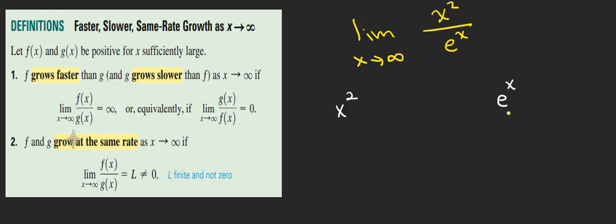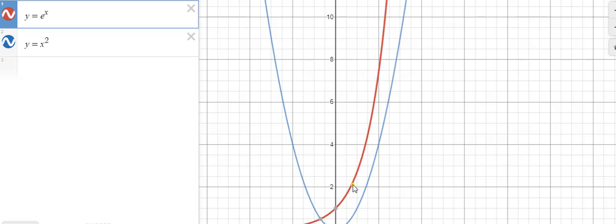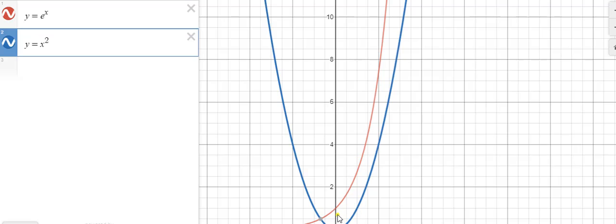What do you think? Well, let's take a look at the graphs. So I have e to the x, an exponential function, and I have y equals x squared. As x goes to infinity, which one grows faster?